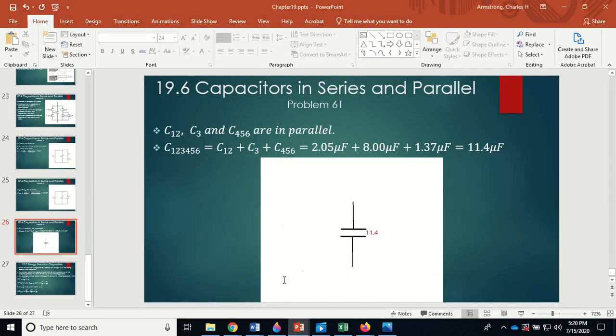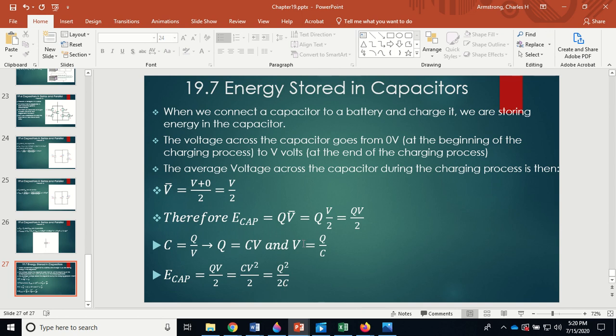So now we're up to energy stored in a capacitor. This is the last slide. This is the end of chapter 19.